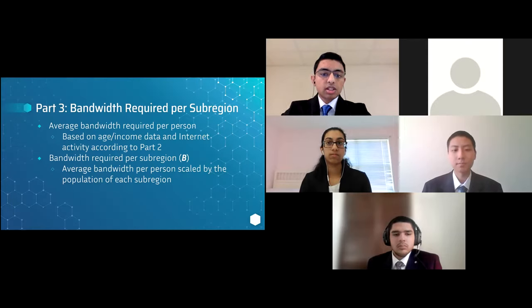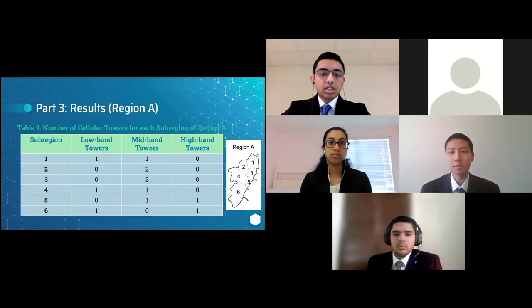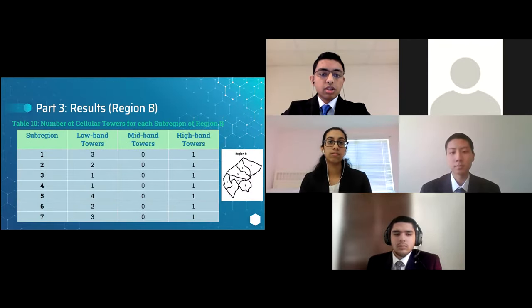We will now discuss how we determine the bandwidth required for each subregion. Based on our model of part two, we determine the bandwidth required for the median individual in each subregion from the age and income data provided. We then scale this estimate by the number of people in each subregion to find the total bandwidth required per subregion. We inputted all of this data into a Python program and used integer programming. Here are the results. This is for region A.